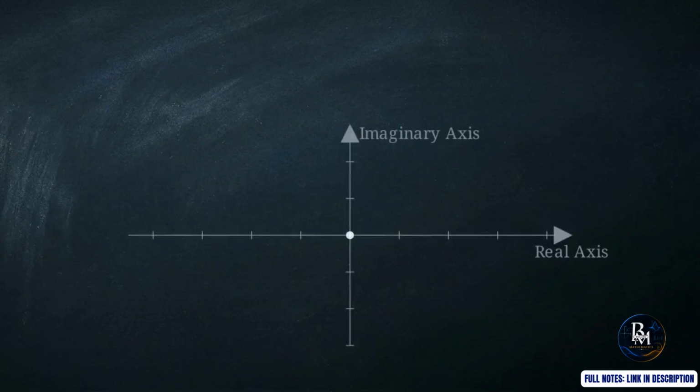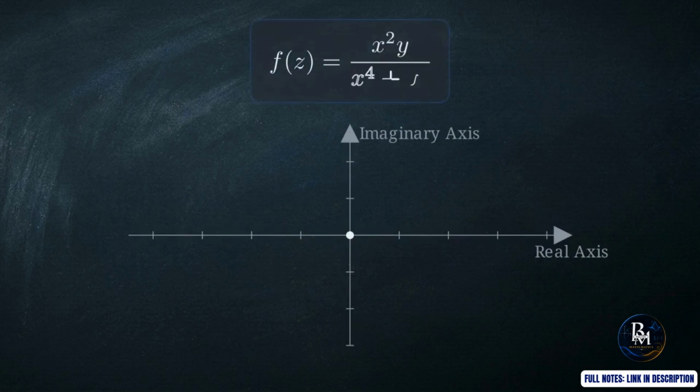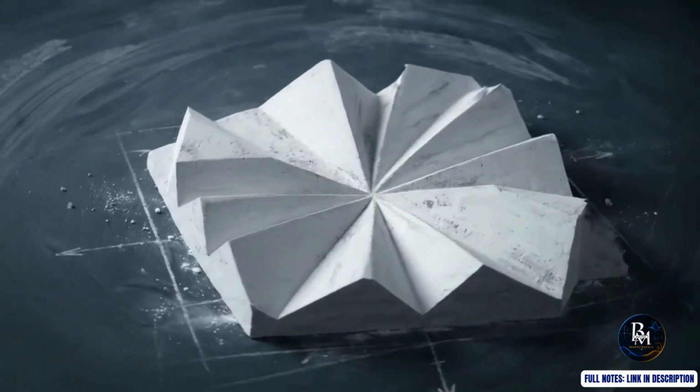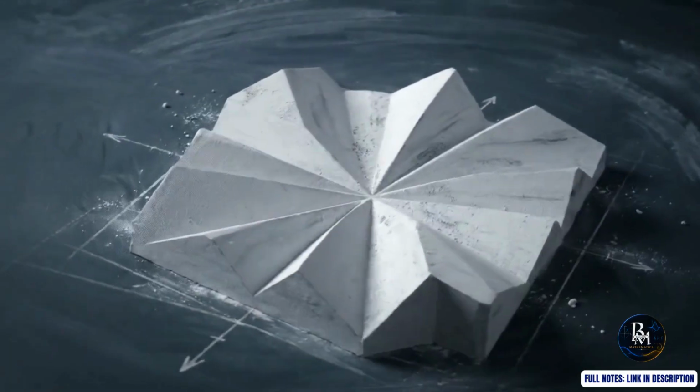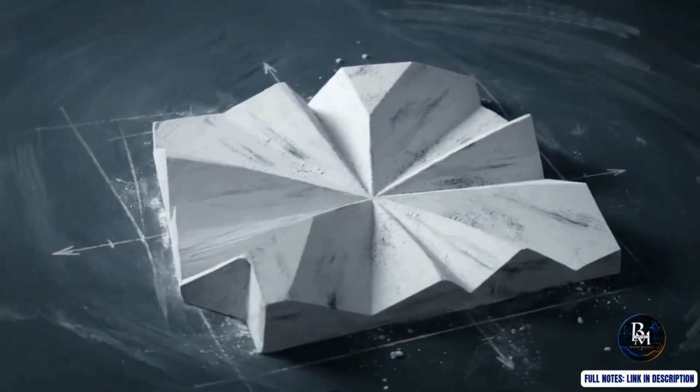Some functions can even appear consistent across every straight line. Take the expression x squared y divided by x to the 4th plus y squared. If we check the real axis, the result is 0. If we check the imaginary axis, the result is also 0. In fact, every straight line passing through the origin will produce 0. This creates the appearance of a confirmed limit.